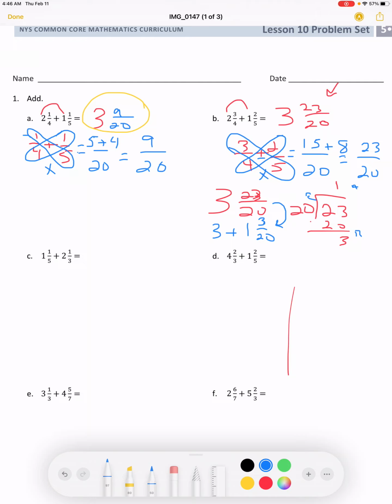Add your whole numbers first. I can't say it enough. 3 plus 1 equals 4. And then 3/20 plus nothing equals 3/20. And that's our answer, ladies and gentlemen.